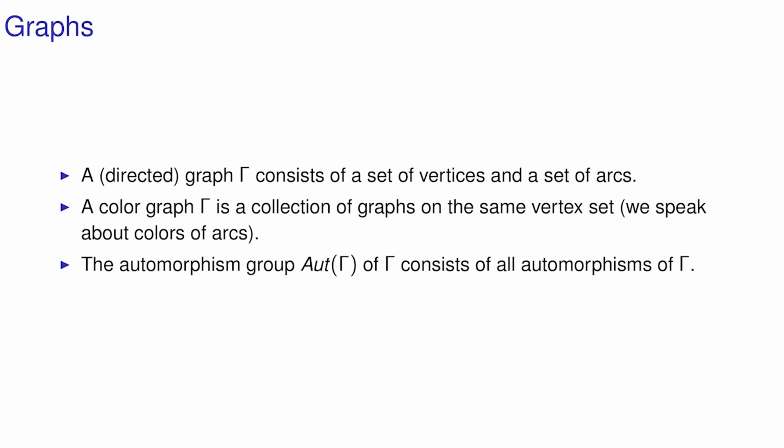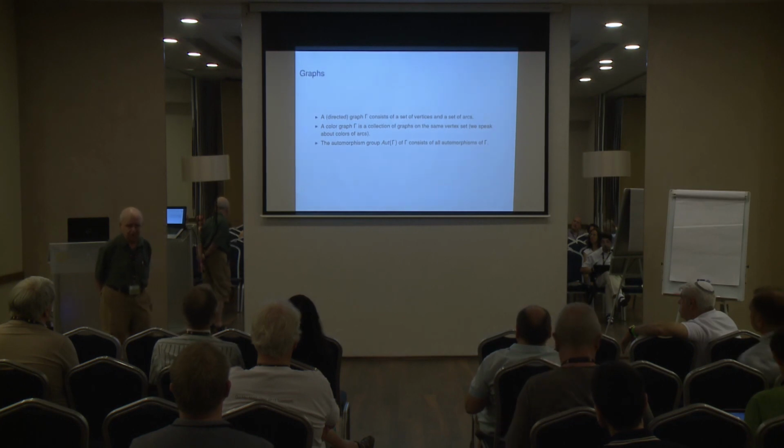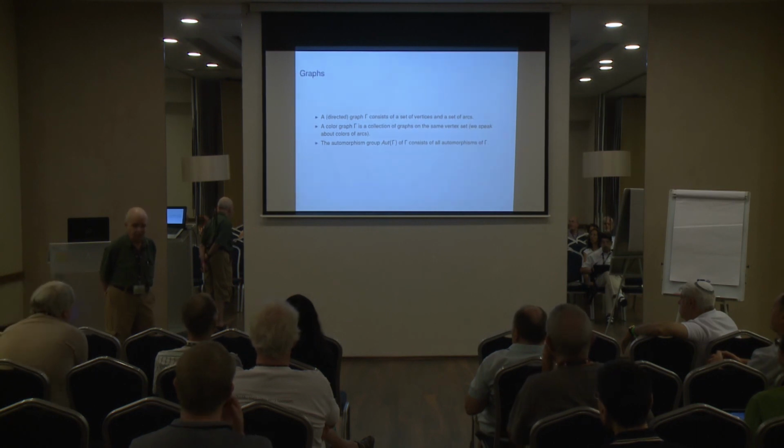But in this area, we are working, first of all, with directed graphs. I will recall what a graph means. A directed graph consists of vertices and directed arcs. And we are working with color graphs. Here, there is room for misunderstanding. When we speak about a color graph, we mean the following: we have a full directed graph, and we attribute colors to some arcs of the full graph. And each arc of the full directed graph is getting some color. This is our concept of a color graph.